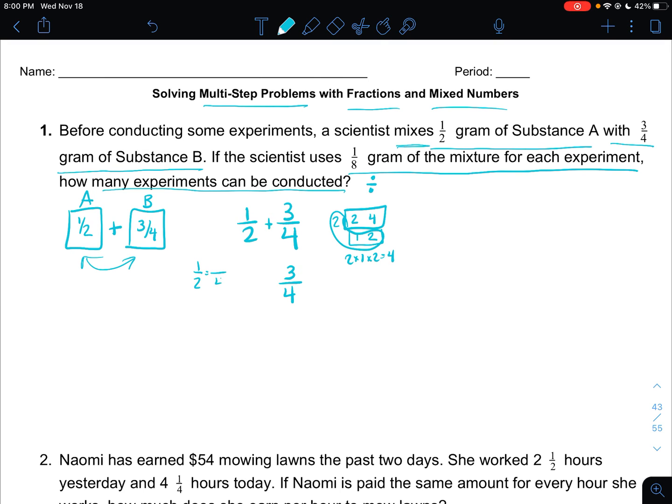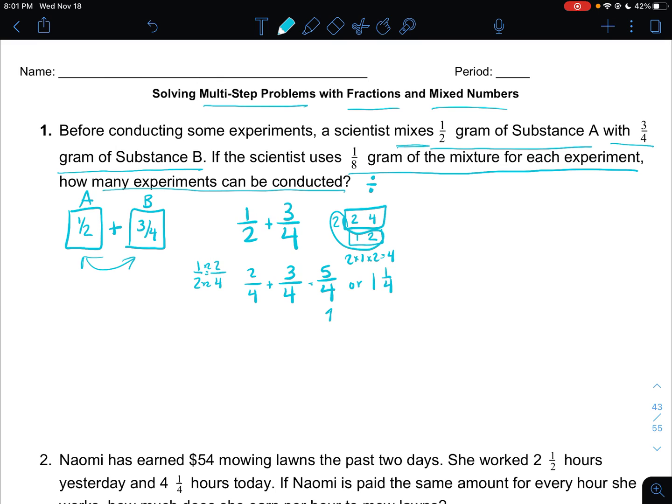3/4 is already in fourths, so I'm good. I just need to make 1/2 have 4 on the bottom. 2 times 2 is 4, so 1 times 2 is 2. So we have 2/4 plus 3/4. 2 plus 3 is 5. So we have 5/4 of a mixture. Normally I would have you change this into a mixed number, which is 1 and 1/4.